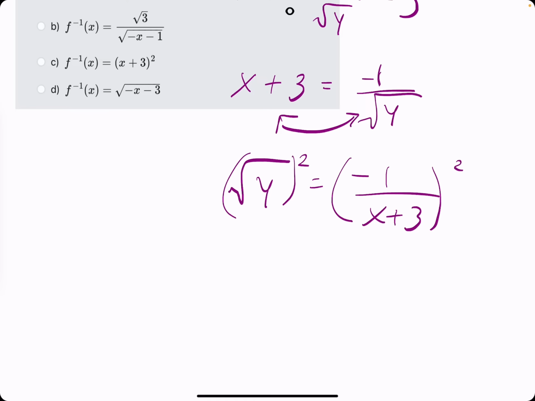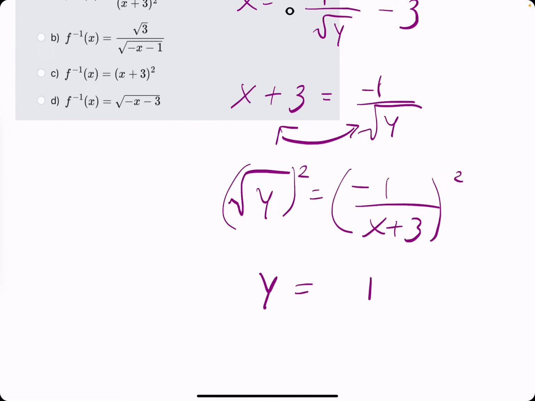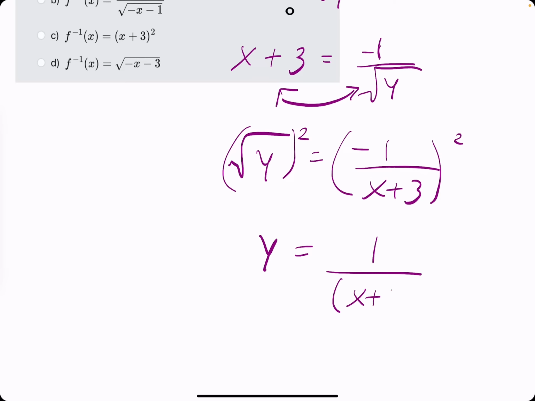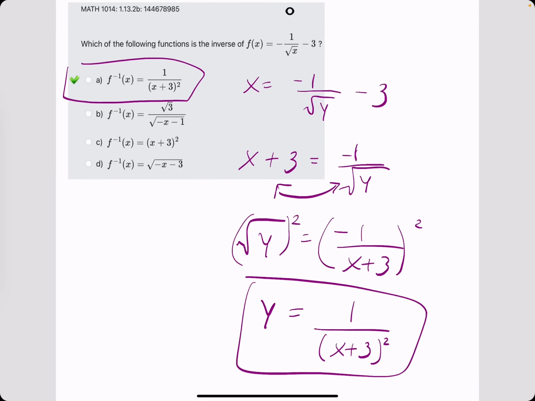Squaring the square root of y gets rid of the square root, so we are just left with y equals negative 1 squared. Well, negative 1 squared is just 1, right? And then on the bottom, we have x plus 3 squared. I'm assuming this might be our final answer. Let's see. Looks like option A matches this spot on. So we're done just like that.